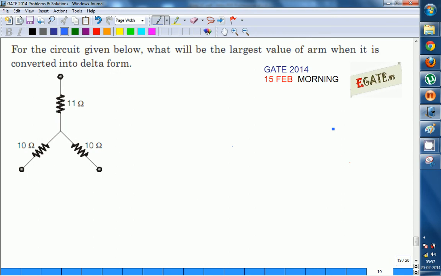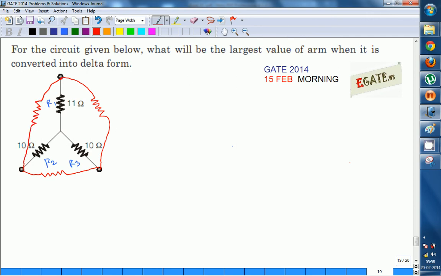Assume this is R1, this is R2 and this is R3. If you are making it into delta, you make this form. This is the delta connection. By that time, what is the largest value of arm possible?